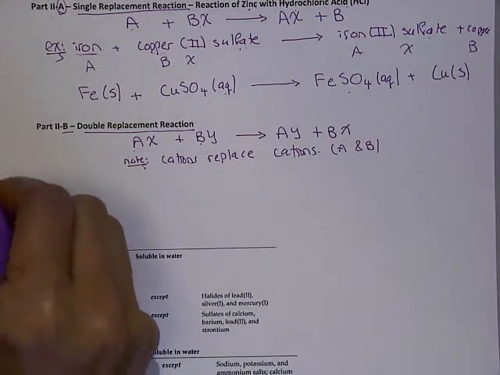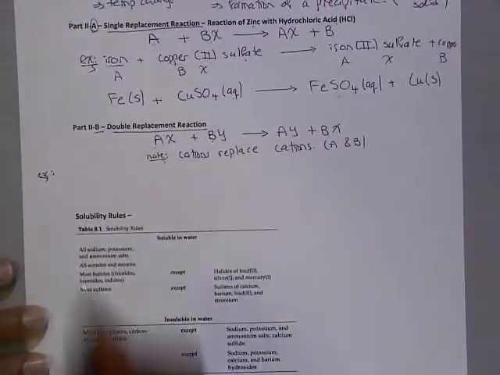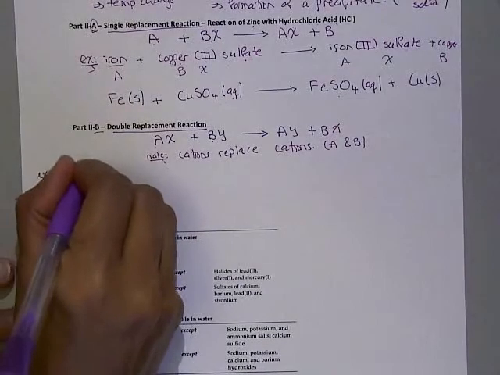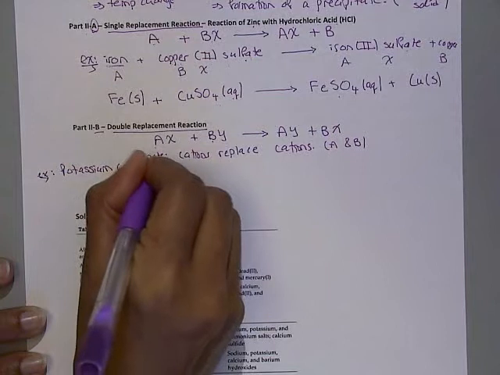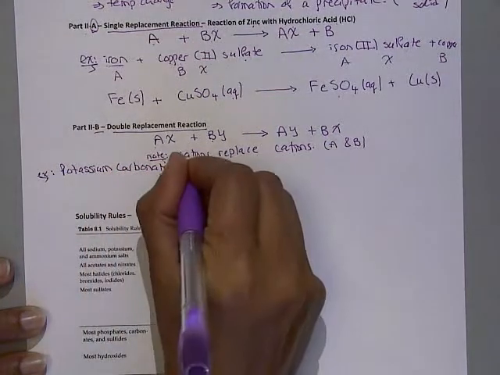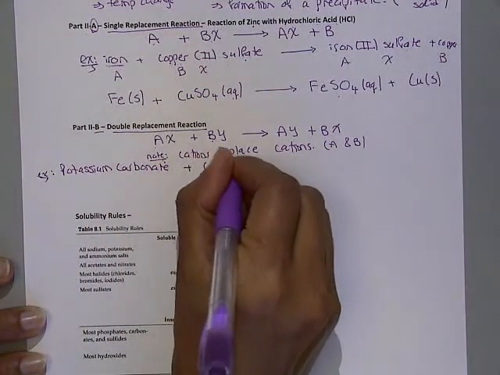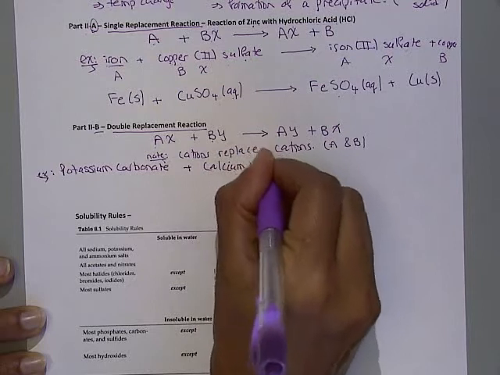All right, let's do an example. So here we have potassium carbonate plus calcium bromide.